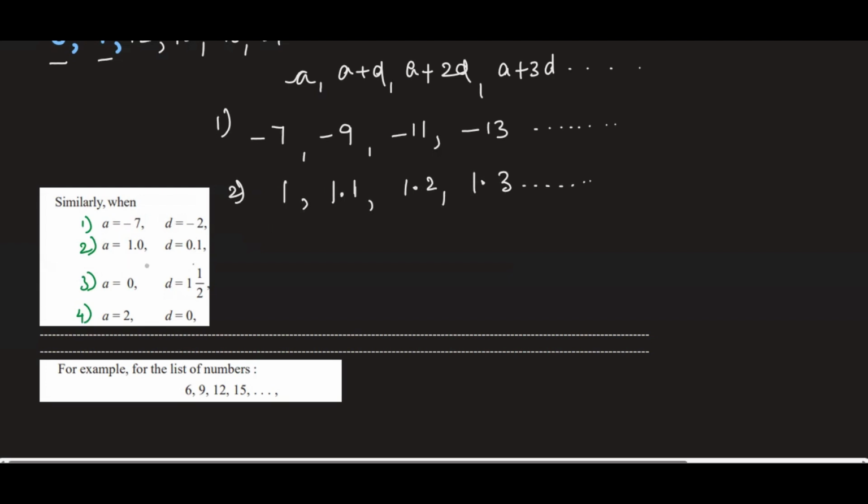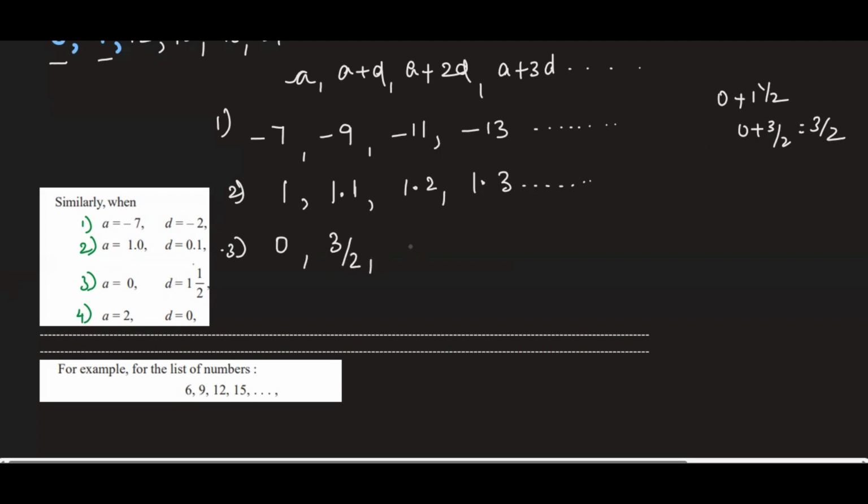Okay, third question. Now A is equal to 0. The first term has become 0 now, and D is equal to 1.5. That is basically a mixed fraction, 1 and 1 by 2. So 2 ones are 2, 2 plus 1 is 3, so 1.5 is 3 by 2. So the next term will be 0 plus 3 by 2, which is 3 by 2.